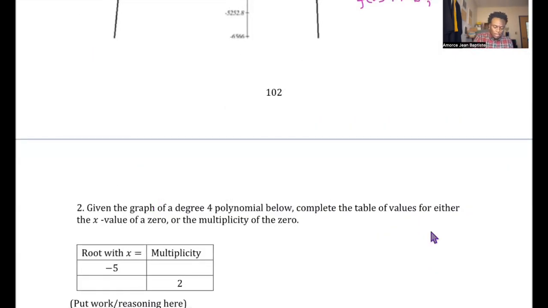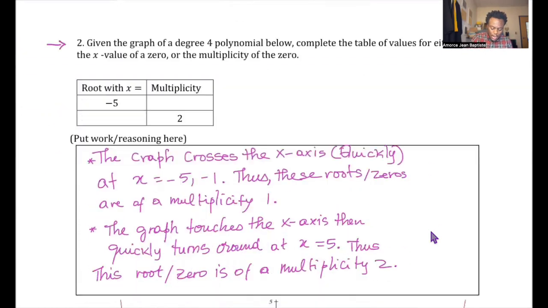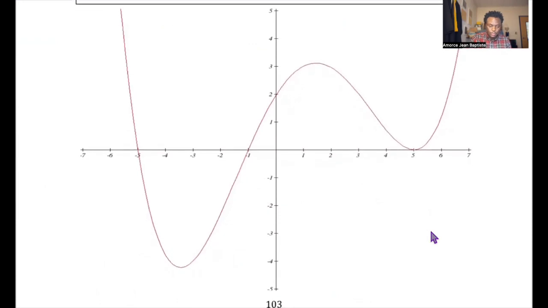So our next example here, it says, given the graph of the polynomial function below, complete the table of values for either the x value of the 0, that means where the graph crosses the x-axis, or the multiplicity of the 0. Now let's go ahead and look at the graph of the function here.